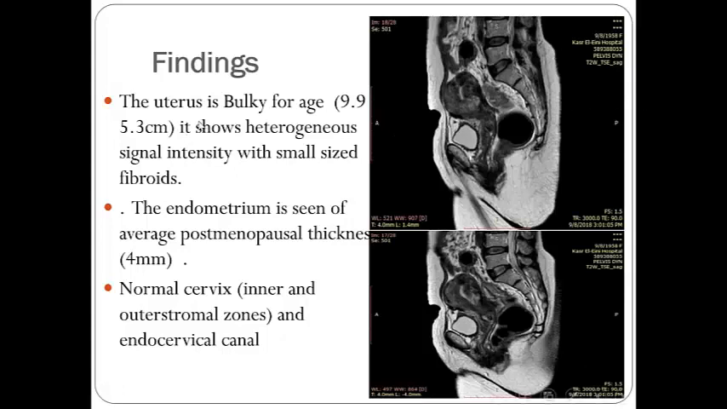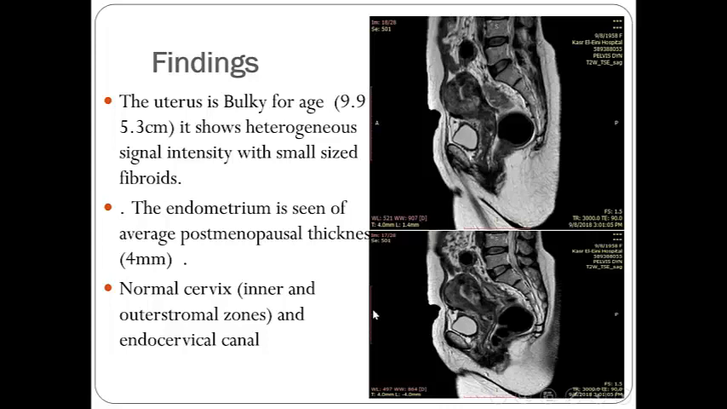So the findings here are that the uterus is bulky for age. It's bulky for age, which is 60. It shows heterogeneous signal intensity with small sized fibroids. This is a fibroid and this is another fibroid. And here the endometrium is thin. It's not a thick endometrium. The cervix here, there is also irregularity and maybe a fibroid in the posterior lip, and this is the cervical canal.